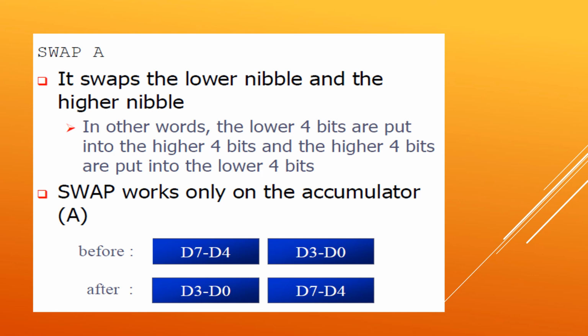The same task can be carried out using the simple swap instruction. Swap exchanges the lower nibble and the higher nibble. D0 to D3 will come to the MSB side, and D7 to D4 will come to the LSB side. Like that, simple swapping. In the coming presentation we will continue with this, and we will go through the most popular application, that is conversion with BCD numbers. We will see. Thank you.